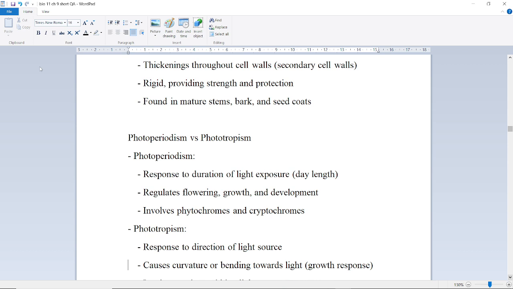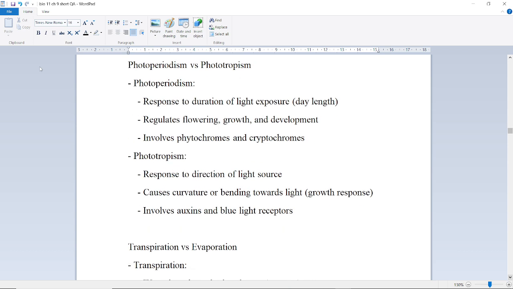Next is the difference between photoperiodism and phototropism. Photoperiodism responds to duration of light exposure, regulates flowering, growth and development, involves phytochrome and cryptochromes. Phototropism responds to direction of light source, causes curvature or bending toward light, involves auxin and blue light receptors.